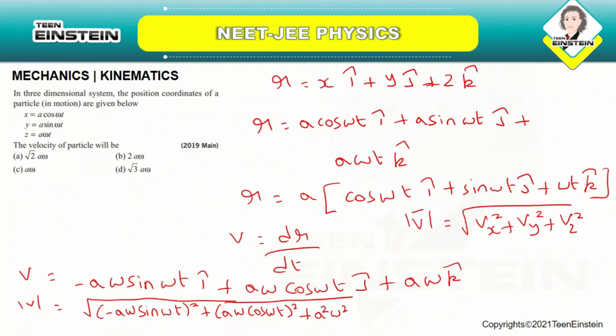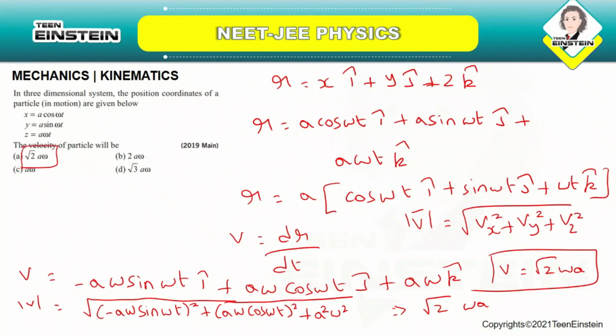So, you know sin square plus cos square will become 1, and you are having here one a square omega square and here one a square omega square. Okay. So, on solving this, you will take a omega outside. So, this a omega square plus a omega square will become square root of 2 omega a. So, the velocity will be square root of 2 omega a. So, the correct answer is option number A, square root of 2 omega a.